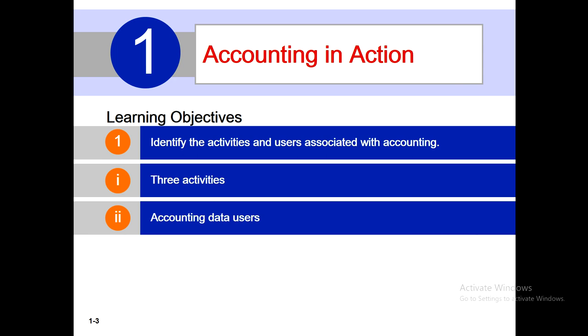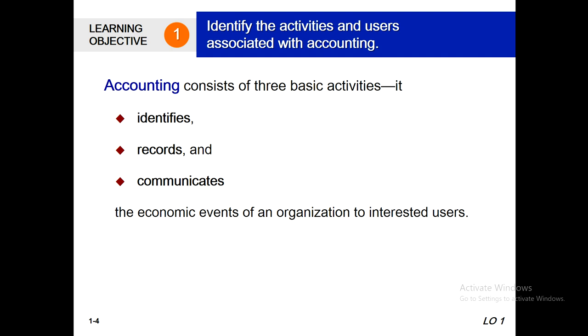We have the accounting data users. First, identify the activities. Here, accounting consists of three basic activities. It identifies, records, and communicates the economic events of an organization to interested users. That means what we identify, we would like to say, are the economic events. If we make sure that these are economic events, that means we call it identification.